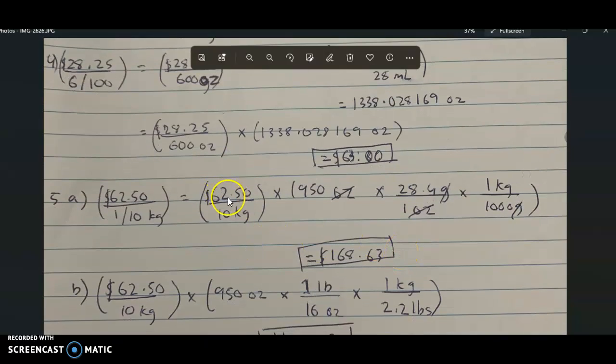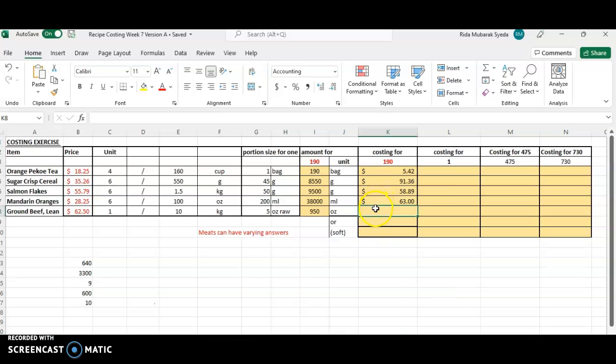So we have the price 62.50 divided by the kgs, which is 10, the unit. And for my amount, I took the 950 multiplied by 28.4, because we know 1 ounce is equal to 28.4 grams, divided by 1,000 grams, because we know in 1 kg there are about 1,000 grams. And I got 168.63 as my price. Let's do that on our Excel.